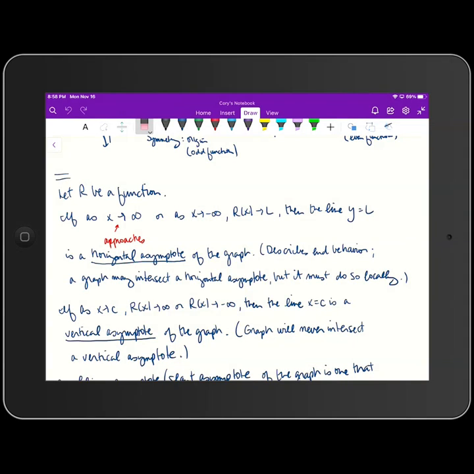Okay, so we're going to continue in our lesson where we left off in class, looking at properties of rational functions. Okay, so we have a couple of definitions that we're going to look at.